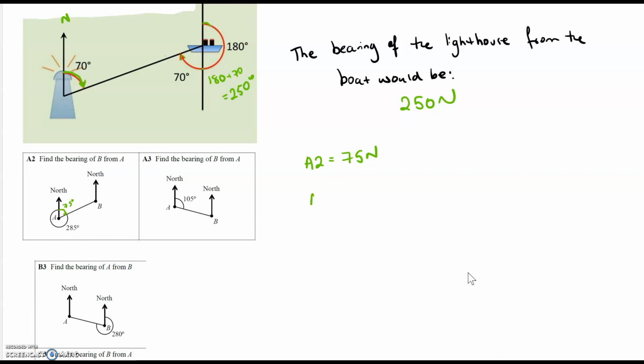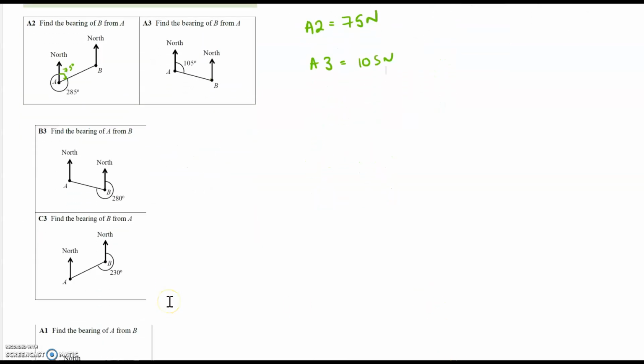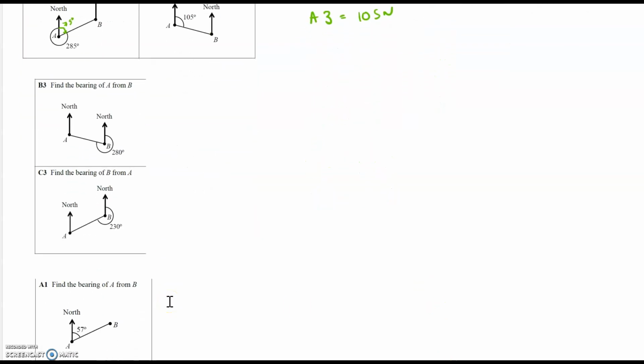For A3, again, I'm finding the bearing of B from A. So I'm looking at A, what's my bearing to B? And this one's really simple. We've got 105 degrees, that is going clockwise, so my answer is 105 degrees north in that case. A little bit further down, here we've got B3. Find the bearing of A from B.